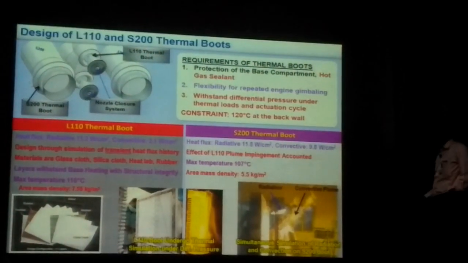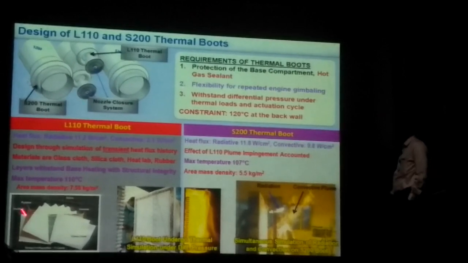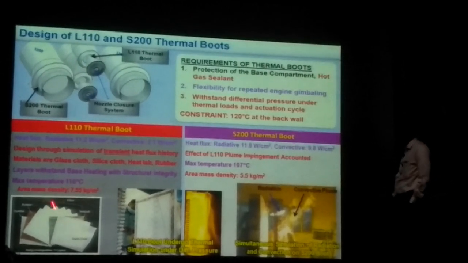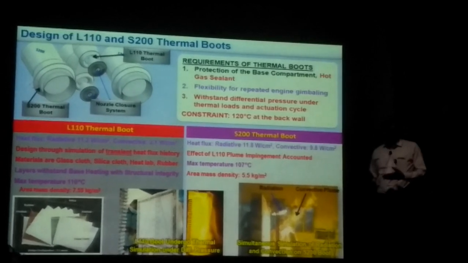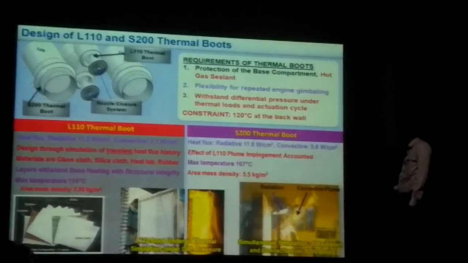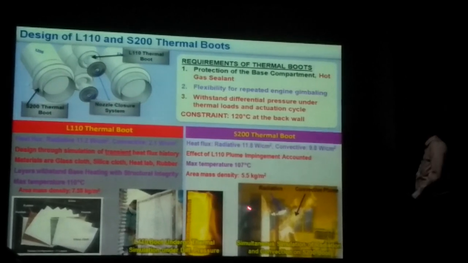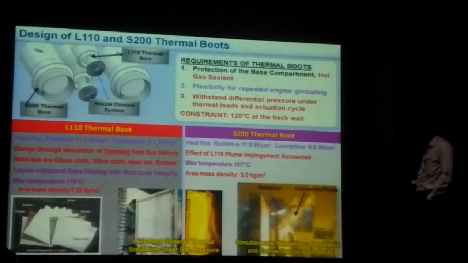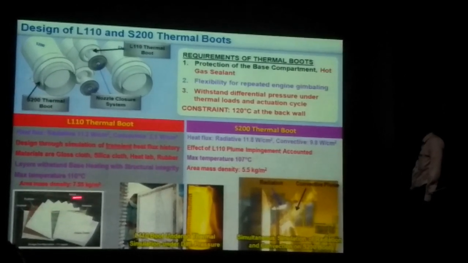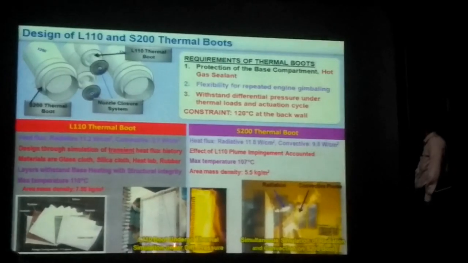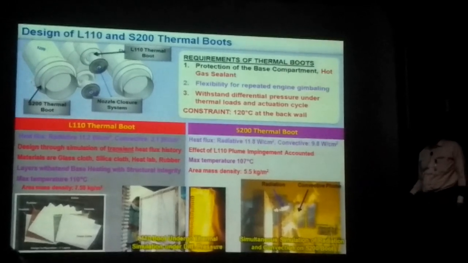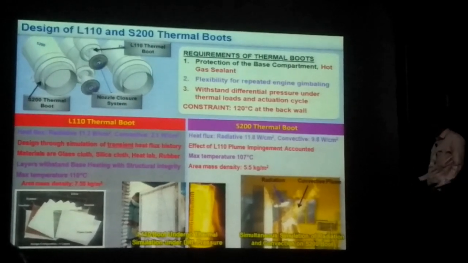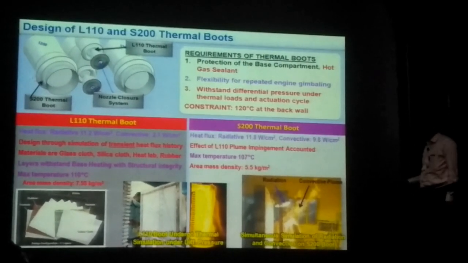We do a lot of tests on this, and this is a multi-layer insulation. Several layers of insulation materials are there, and this is evolved experimentally. The heat flux that is there is applied on the kinetic heating facility, where with radiant heating this thermal boot is subjected to heat, and we measure the back wall temperature and see whether the backward constraints are met or not, something like 120 degrees. So this is the constraint.